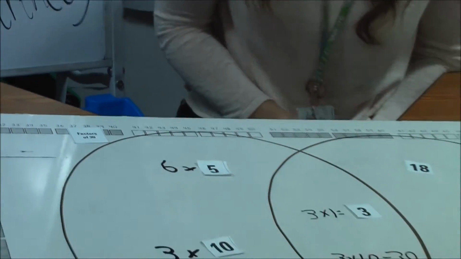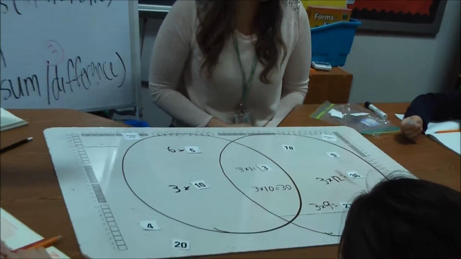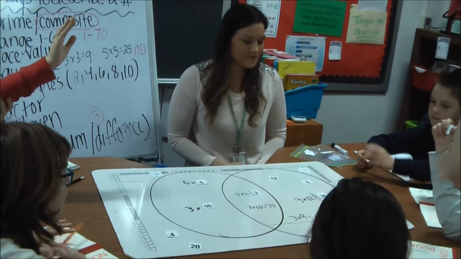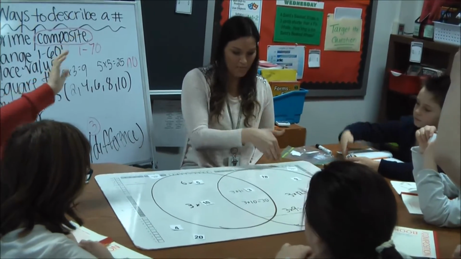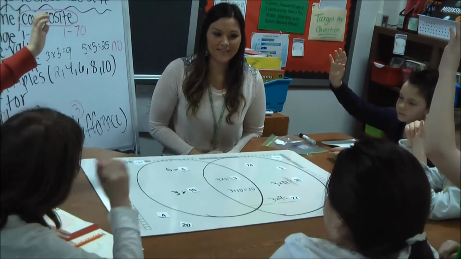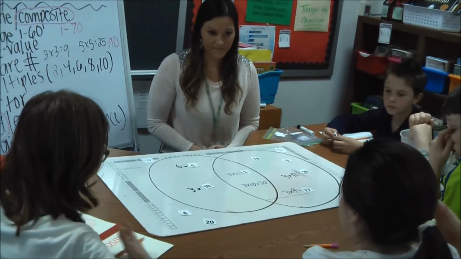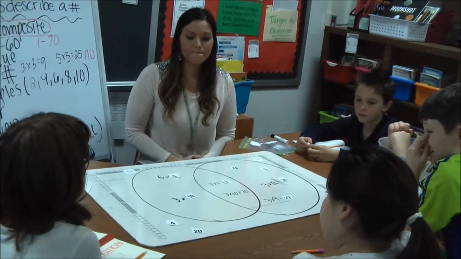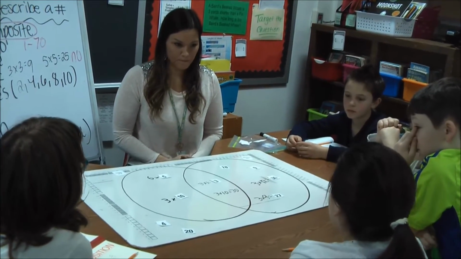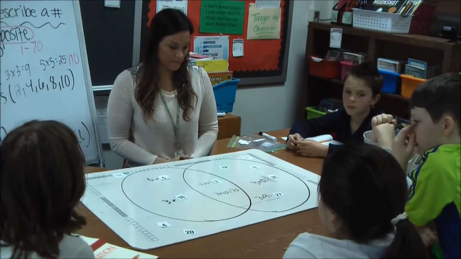We have an outsider again. Did you get the outsider last time? Yeah. You're special. All right, why did she put 4 on the outside? Why is 4 not a factor and not a multiple? Do you want to explain for us? Because 4 times nothing equals 30, and 3 times nothing equals 2.